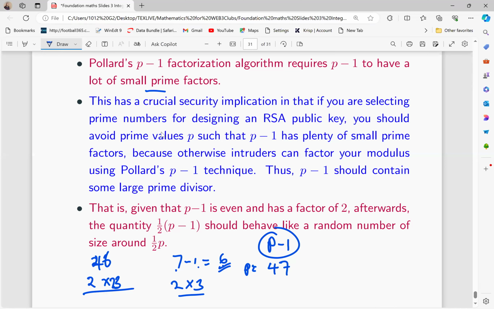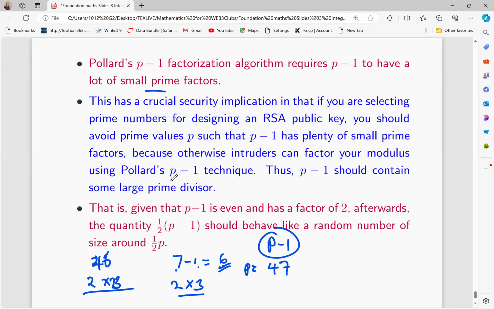And remember that we say that your P should be a very huge number. So what I'm saying is that if P is a very huge number, 2 will always be a factor of that P minus 1. But after 2, try and avoid so many small prime factors. So that you have 2, and then another number which should be almost a half of P. The other factor should be almost a half of P.